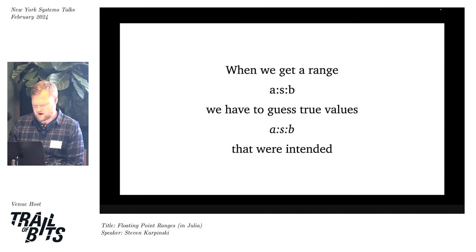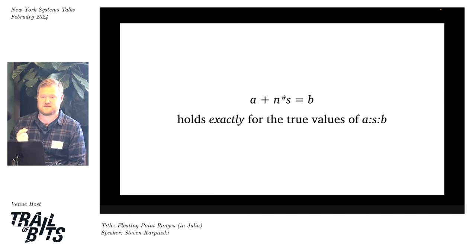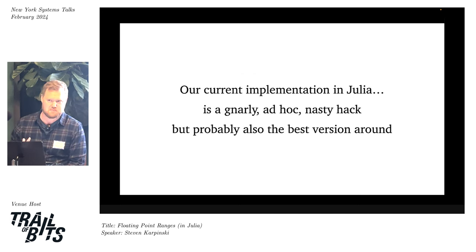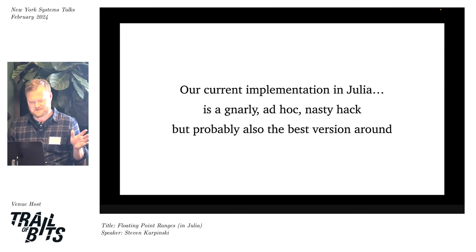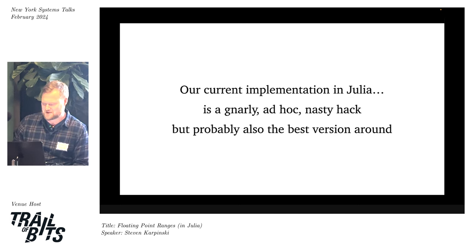So when we have this range a:s:b, we really want to guess the true real values that were intended. And for those true real values, this equation holds exactly. So that's kind of where we're going to go with this. We currently have a pretty good implementation of this in Julia, but it's a really gnarly hack. But it's also probably better than any other system. Some people were unhappy when I put it in because they said it's not sufficiently principled and we should just do something naive. But you've seen the naive versions: you get a lot of issues if you do the naive thing, because everyone complains, why is your math broken?